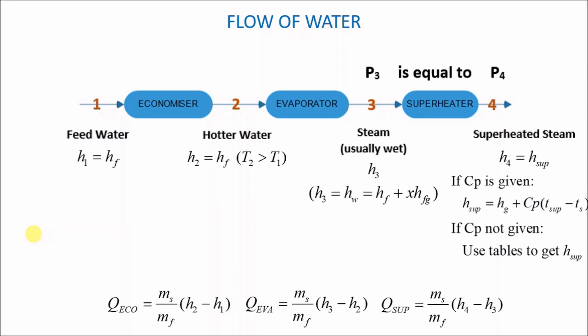Okay, and then you also have an equation for heat absorbed by the superheater. It's again very similar to the previous two equations that I showed you. However, in this case you have H4 minus H3, because if you look at the superheater, the enthalpy of the wet steam that goes into the superheater is H3, and then the enthalpy of the superheated steam that comes out of the superheater is H4. Okay, so therefore to find the heat that has been absorbed by the superheater, you use that equation Q_SAP is equal to ms over mf multiplied by H4 minus H3.